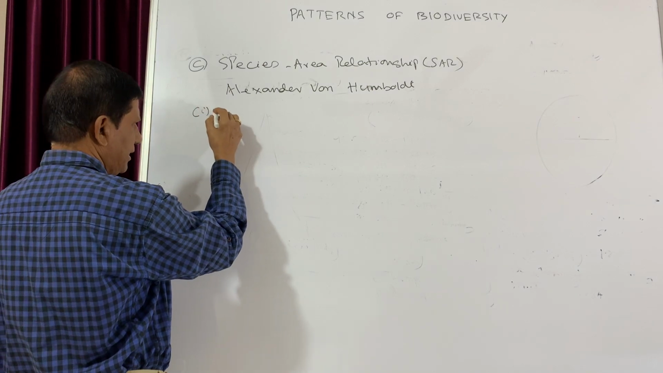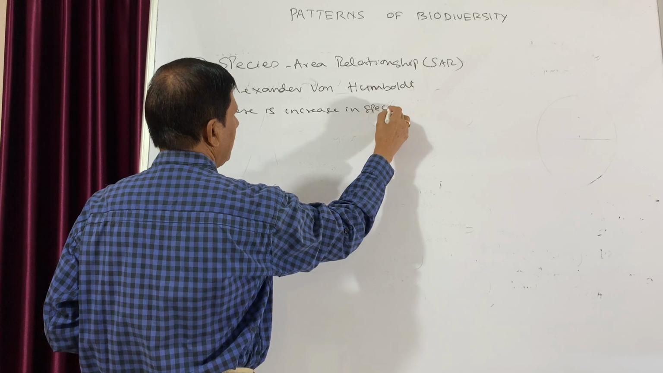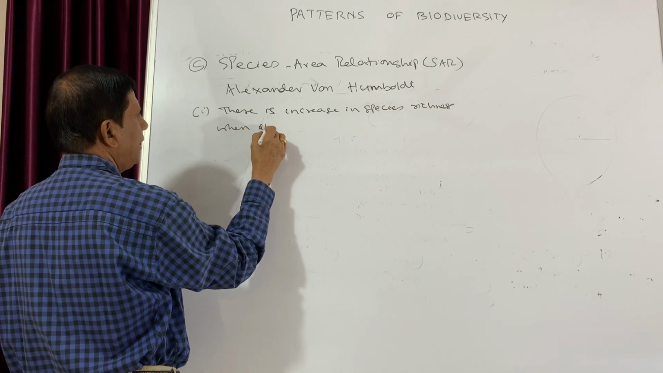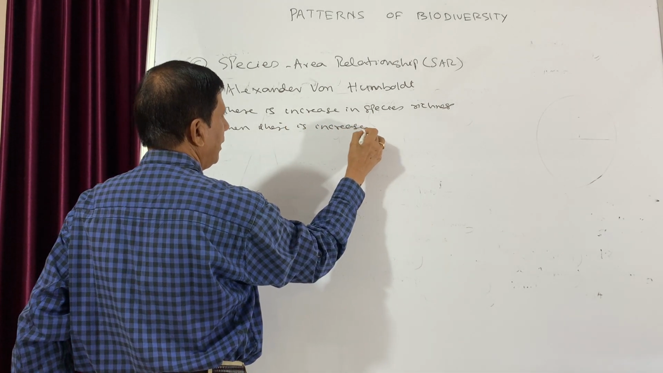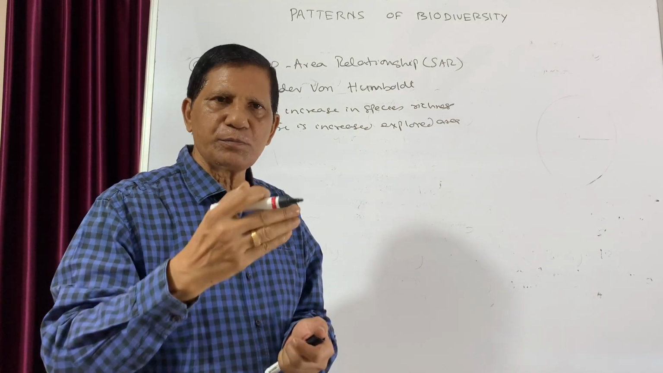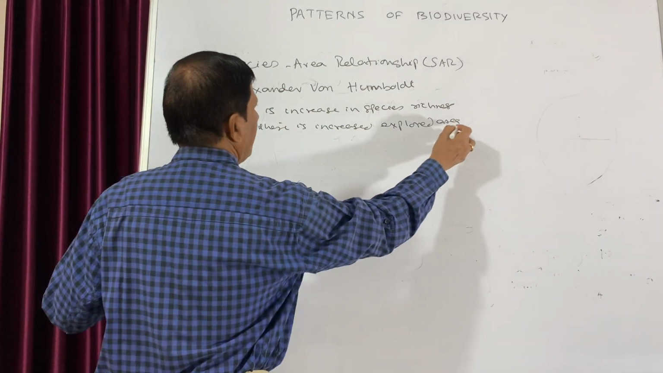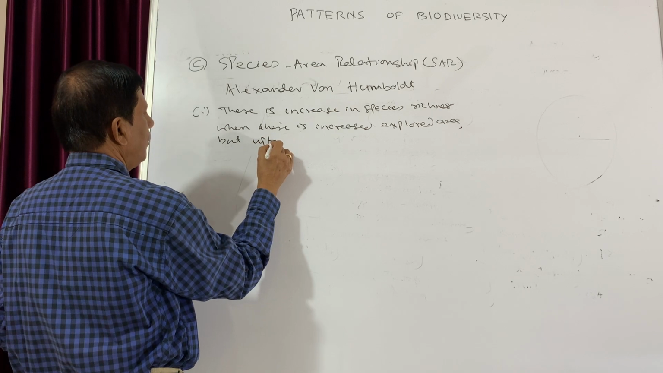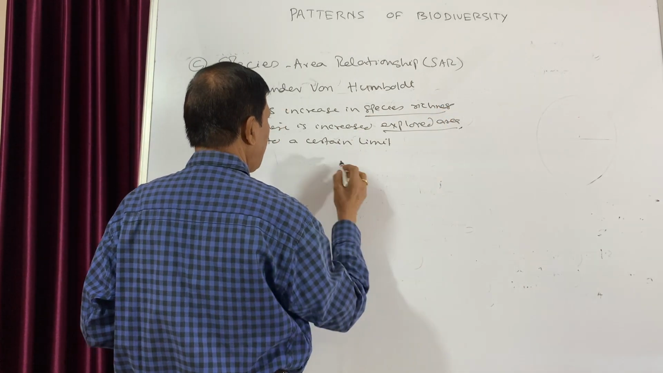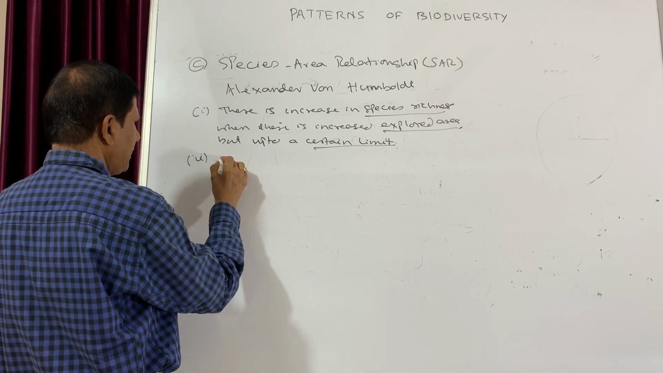Now one conclusion is that there is an increase in species richness when there is increased explored area. That means when we explore more and more area, the species richness, that means the number, will also increase, but only up to a certain limit. So this is species richness and explored area up to a certain limit. This is an important point.